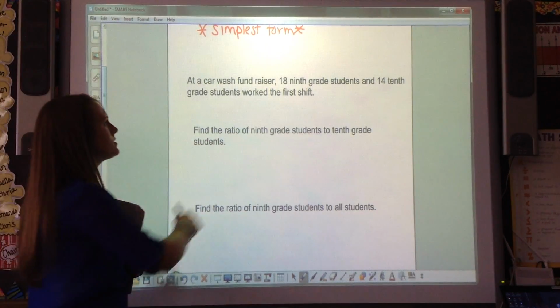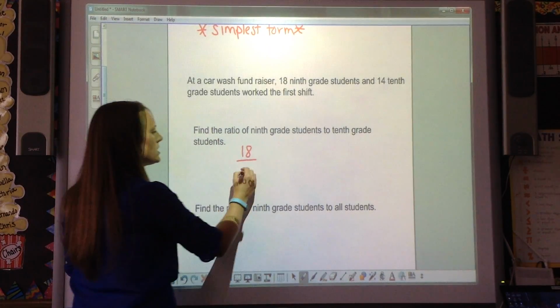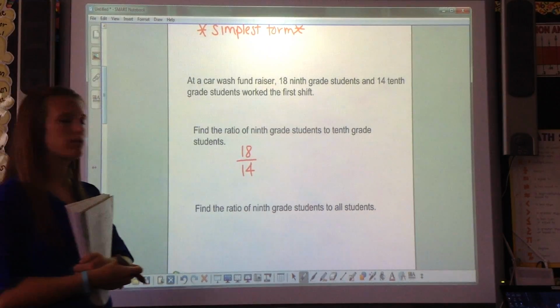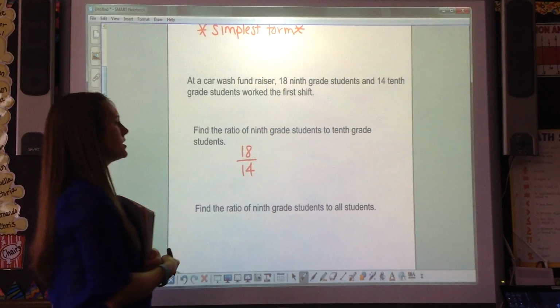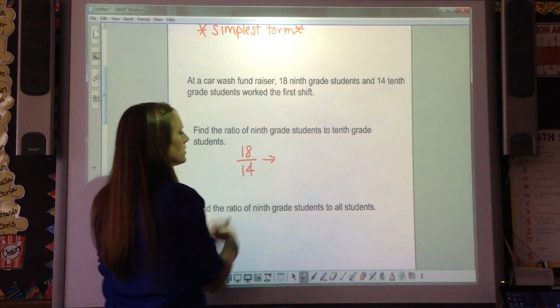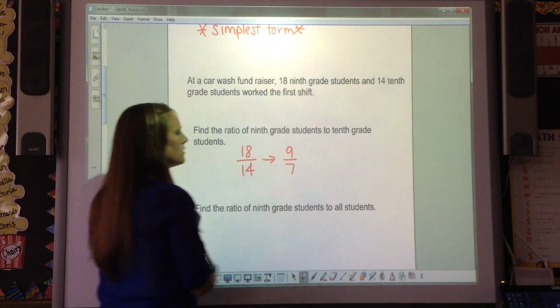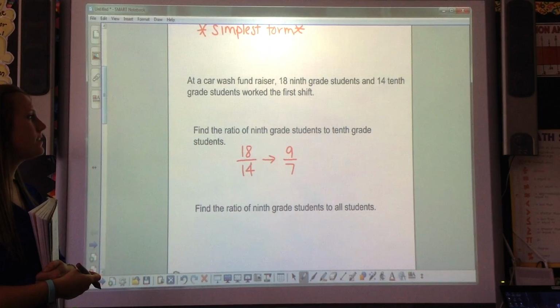9th grade students, there are 18 of them, and there are 14 10th graders. I'm going to use the fraction to show my ratio. You can use the other methods if you'd like. This is not my final answer. I need to simplify. So I can take a 2 out of both of these. My final ratio of 9th graders to 10th graders.